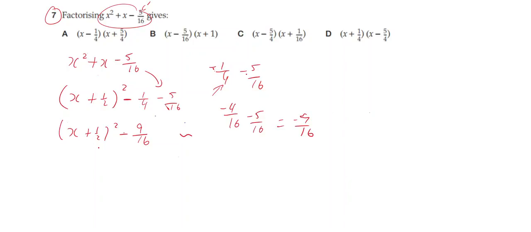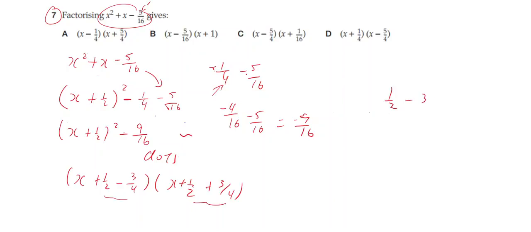Now we use difference of two squares to factorize. So we go x plus a half minus the square root of 9 over 16, which is 3 over 4, times x plus a half plus 3 over 4. We're not done here because a half and 3 over 4 can combine. We've got a half minus 3 over 4.